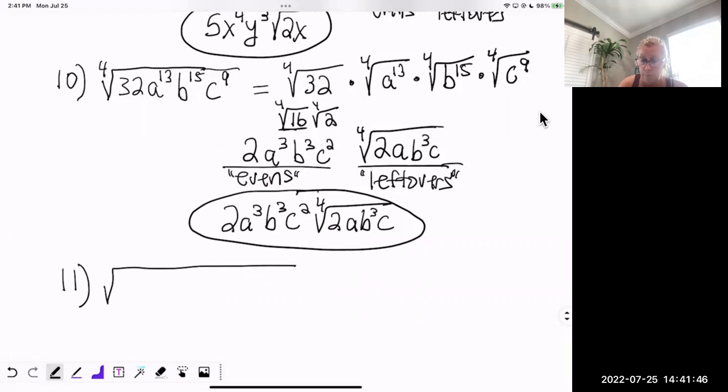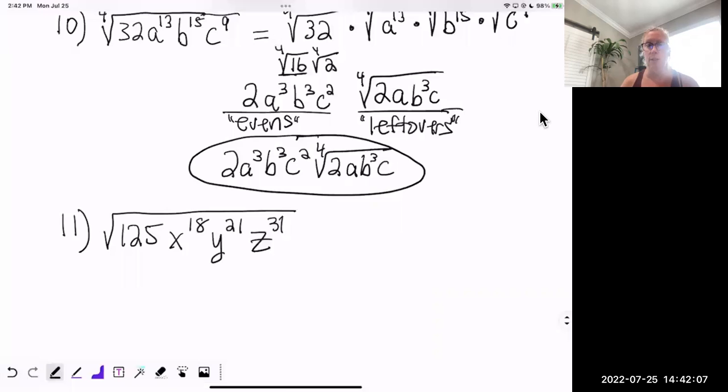Okay, square root of 125, x to the 18th, y to the 21, z to the 31. I lied, 31. All right, give it a try. Think evens, leftovers, evens, leftovers. Break it up any way you need to break it up.